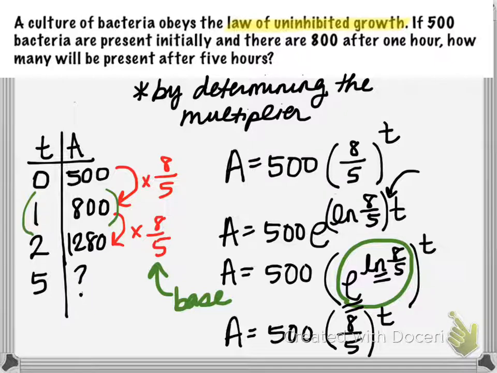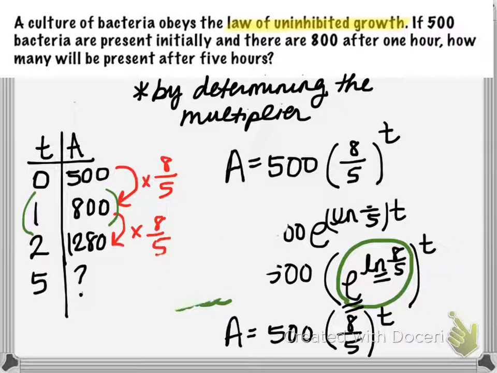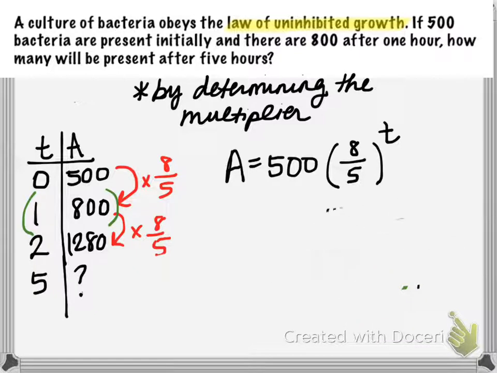So it turns out that this new model that we've written here with a base of 8/5 actually is equivalent to the model that we used earlier when we used a base of e. And that's why you can do this problem either way. So by figuring out our multiplier of 8/5, we avoid all of that work that we did earlier to find r, since this problem didn't specifically ask for the growth rate. And now we just want to know how many bacteria there are after 5 hours.